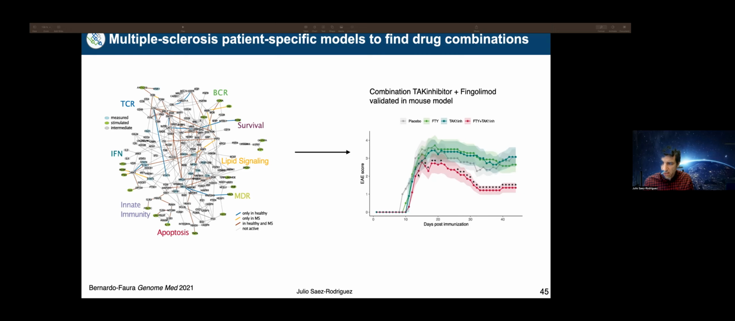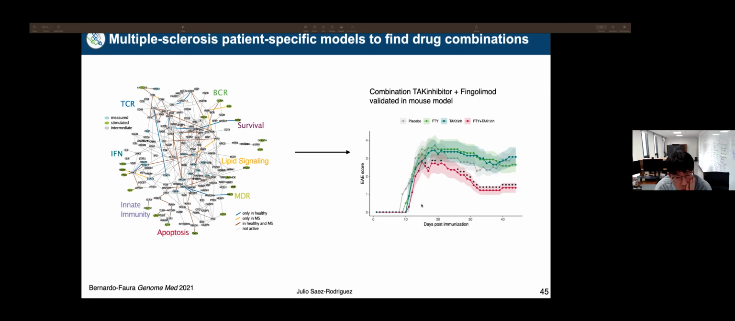And you can see here how this score, which describes the disease progression, is improved when you combine these two drugs. So this just illustrates how dynamic models can be applied to patients if you have enough material, in this case in blood. And you can use them to understand not only the differences in the signaling pathways between patients and healthy controls, but even to come up with hypotheses of drug combinations to treat.